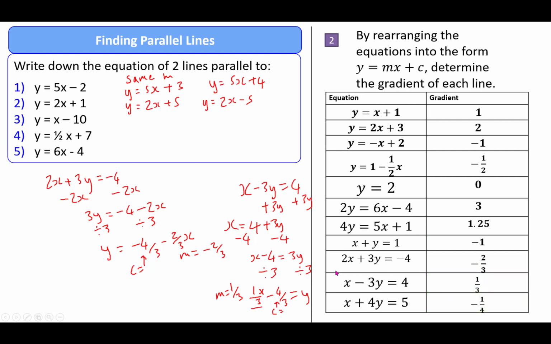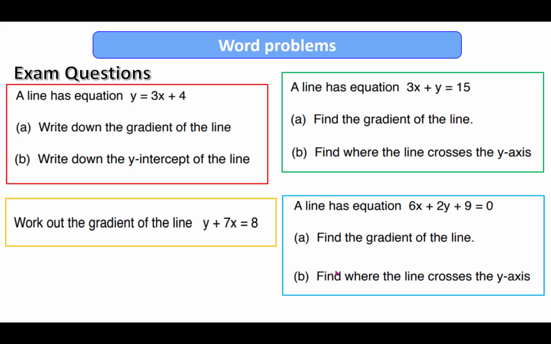Really good. Now let's see if you can apply these skills in an exam format. This is how they could ask you to answer these questions. Pause the video and give it a go. So, m is here. That's 3. And c equals 4. Your A1, A2.